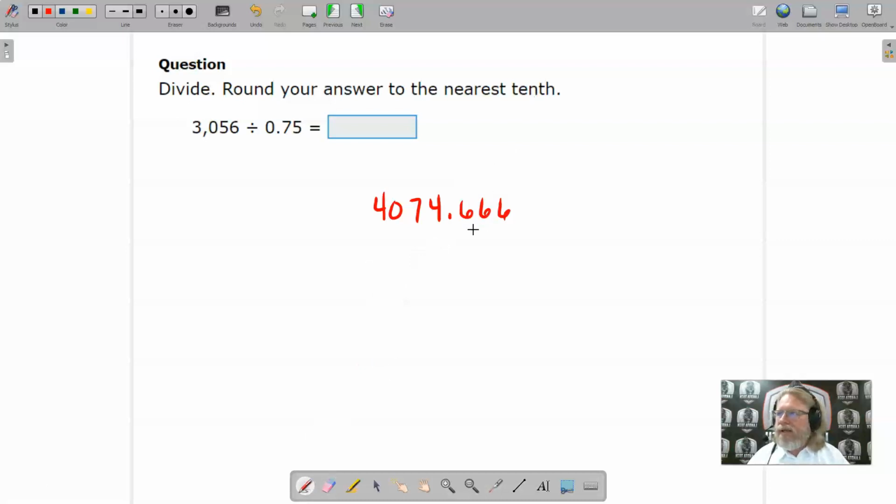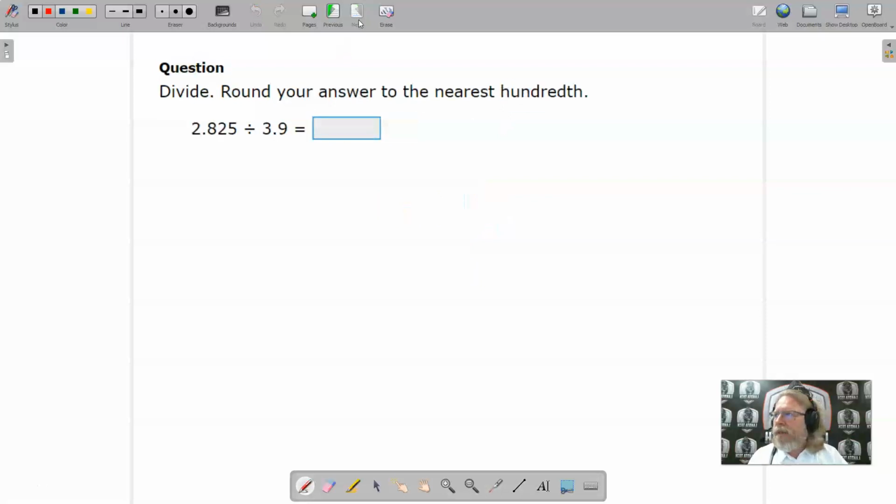Now it says to the nearest tenth. Well, this is the tenths place right here. So we need to look at this next number here. It's a 6. 4 or less, we're going to let it rest. 5 or more, we're going to raise the score. So it is more than 5. So this 6 here is going to become a 7 instead. So we would have 4074.7. We raised it. We rounded it to the nearest tenth.